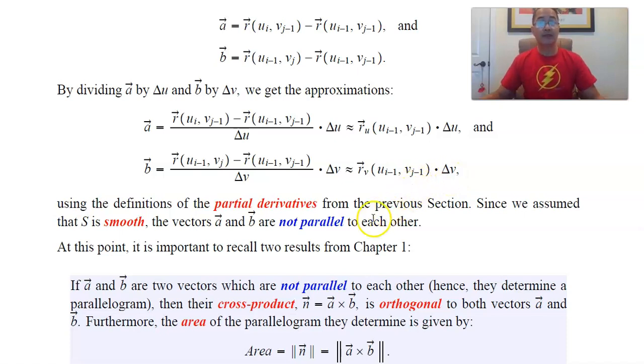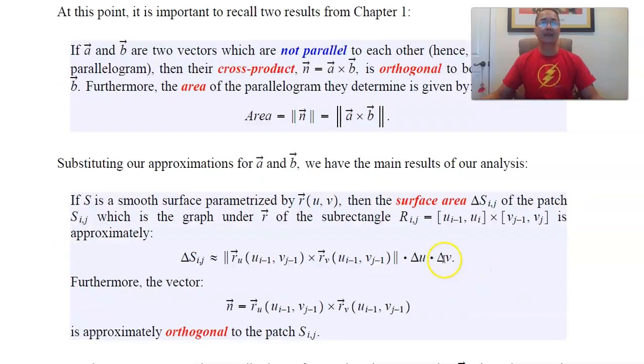Because we assume that our surface is smooth, these two vectors are not parallel to each other. When we get the cross product, we won't get a zero vector. We will be able to find the length of that vector, and it's going to be strictly positive. So here's our main result. If we denote by S sub ij our subpatch, then its surface area, which we will denote by delta Sij, is approximately the length of the cross product r_u cross r_v at that lower left corner, multiplied by delta u times delta v.